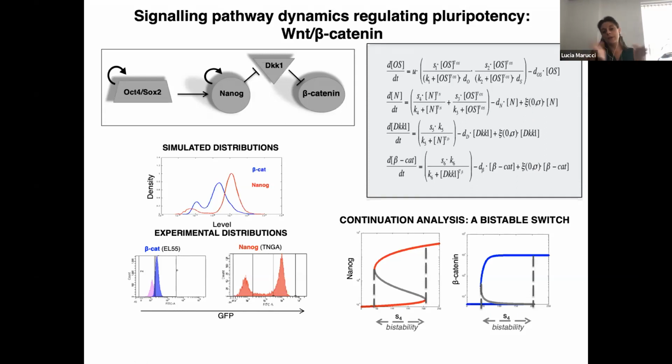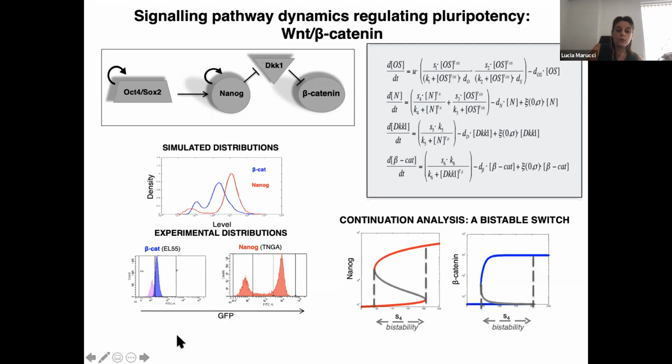Combining literature parameters and parameters we directly measured in cells, we were able to recapitulate for both these proteins, so for both Nanog and beta-catenin, a bimodal distribution at steady state, which was matched to experimental data for both proteins. And then we also performed a bifurcation analysis that basically allowed us to at least suppose that the system is bistable. So it looks like for both proteins, there is the coexistence of two stable solutions for both Nanog and beta-catenin, separated from an unstable one by two saddle-node bifurcations.